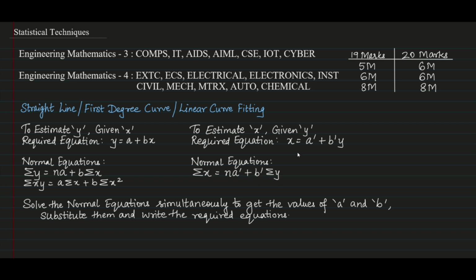Then for the second normal equation, we just multiply the independent variable y. So it will be like this. And then we find the summation of this. So summation xy will be a dash summation y plus b dash summation y square.